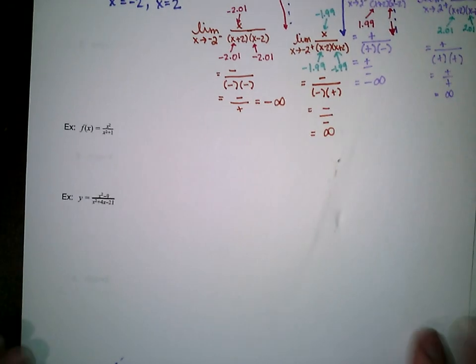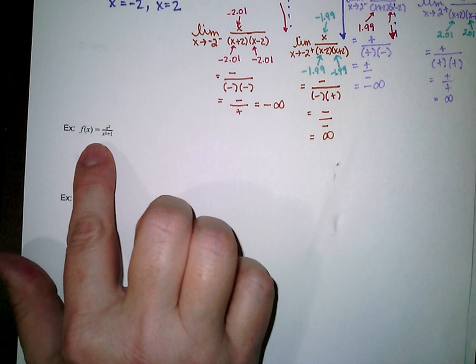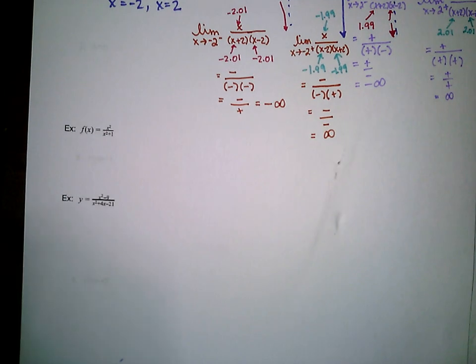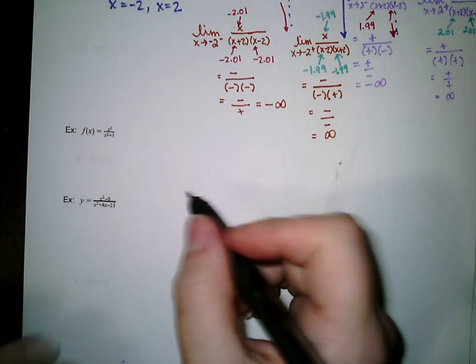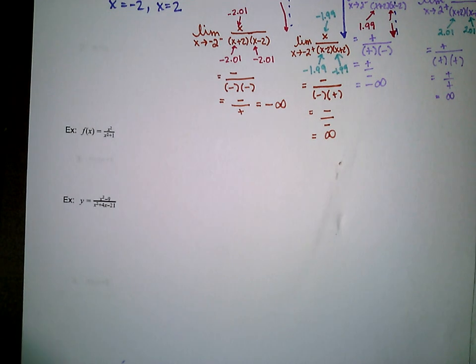Okay, let's get to this next example. f of x equals x squared over x squared plus 1. So we're looking for vertical asymptotes and holes. For holes, what we would want to do is start by factoring the numerator and denominator and then see if anything would cancel.